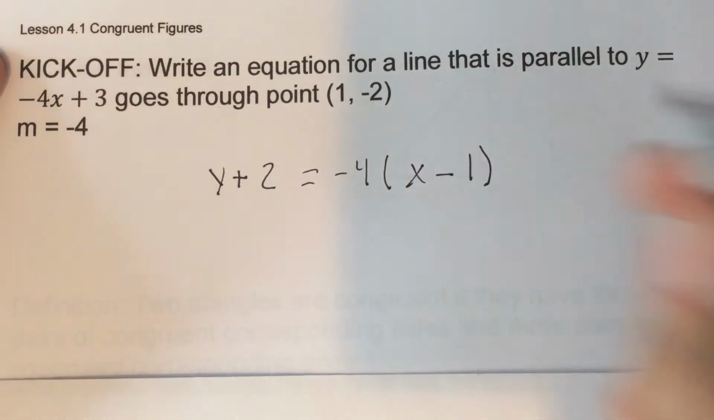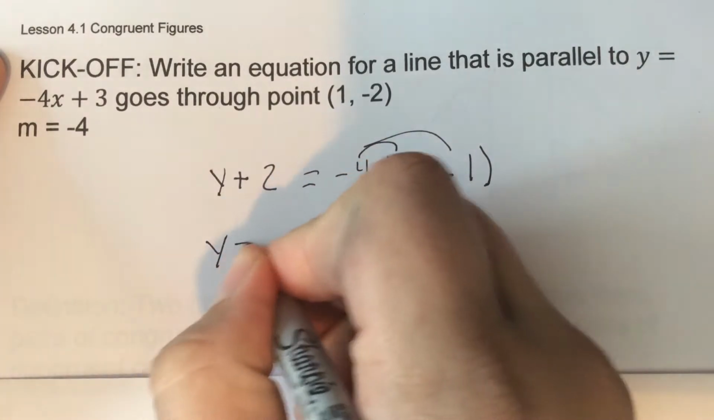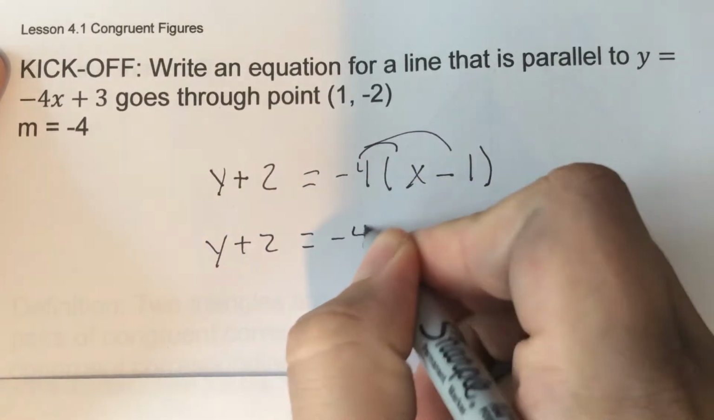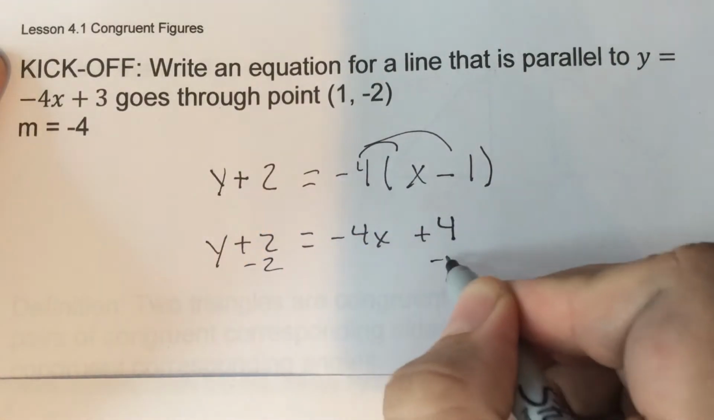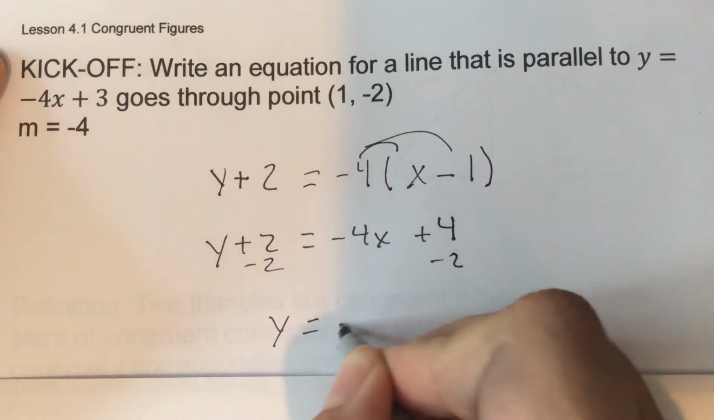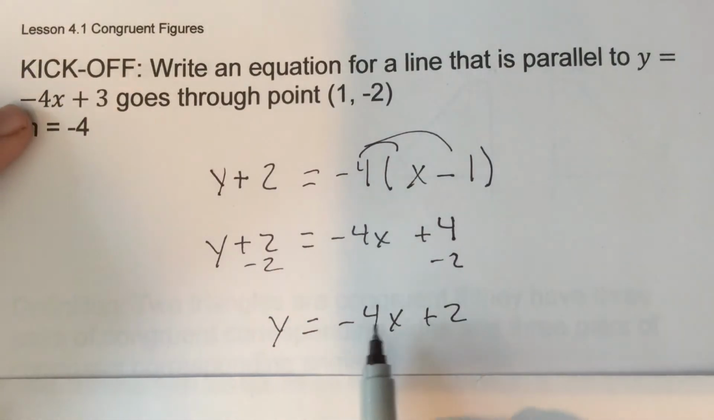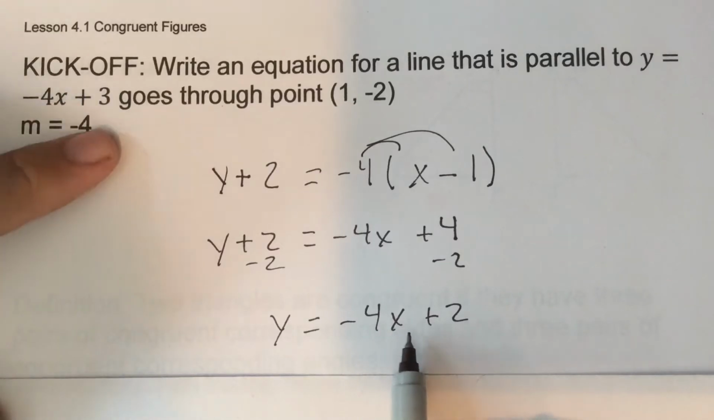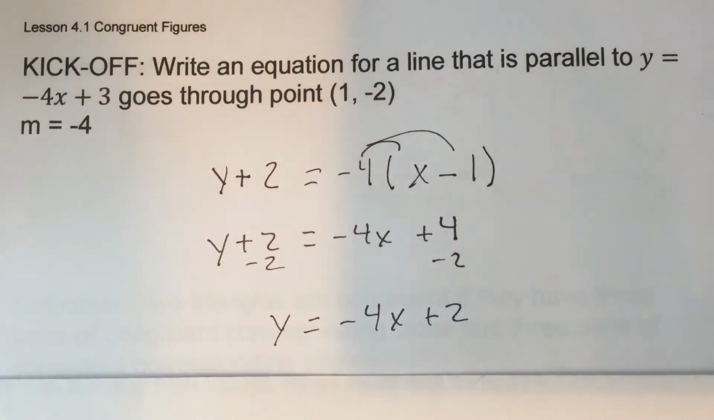To get into slope-intercept, we would distribute the negative 4 in. So y plus 2 would equal negative 4x plus 4. We would then subtract the 2. So y would equal negative 4x plus 2. So, a way to check it: negative 4x's, we're good there. We're plus 3, we're plus 2, so we're going to be parallel. We don't want our y-intercepts to be the same.